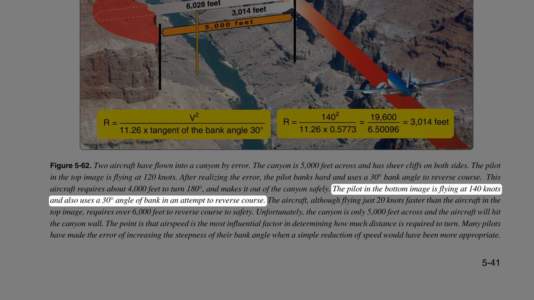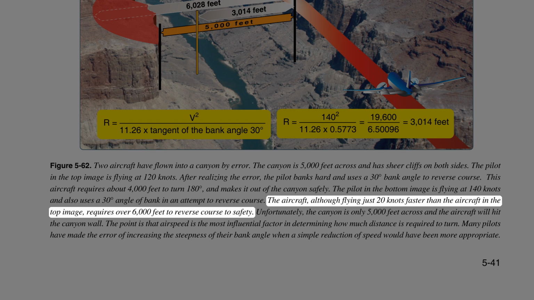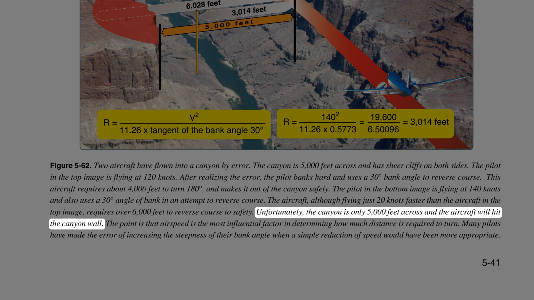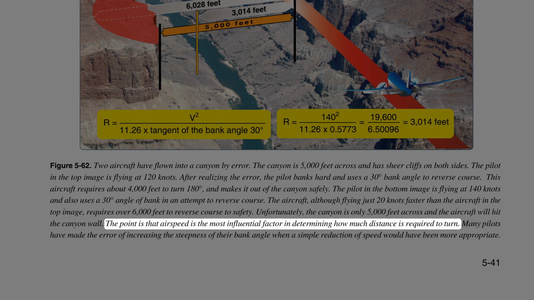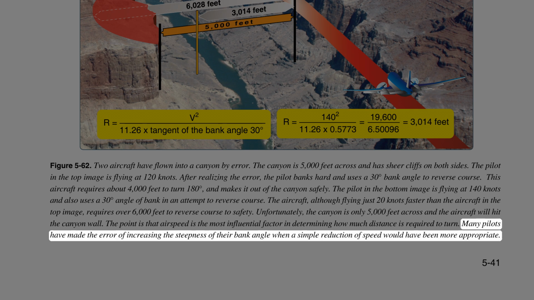The pilot in the bottom image is flying at 140 knots and also uses a 30 degrees angle of bank in an attempt to reverse course. The aircraft, although flying just 20 knots faster than the aircraft in the top image, requires over 6,000 feet to reverse course to safety. Unfortunately, the canyon is only 5,000 feet across and the aircraft will hit the canyon wall. The point is that airspeed is the most influential factor in determining how much distance is required to turn. Many pilots have made the error of increasing the steepness of their bank angle when a simple reduction of speed would have been more appropriate.